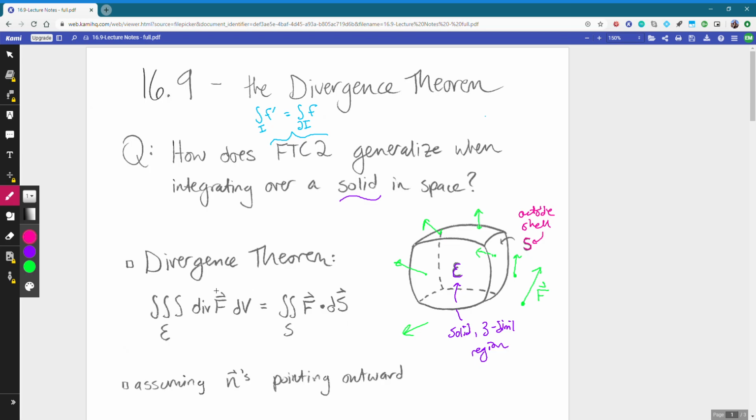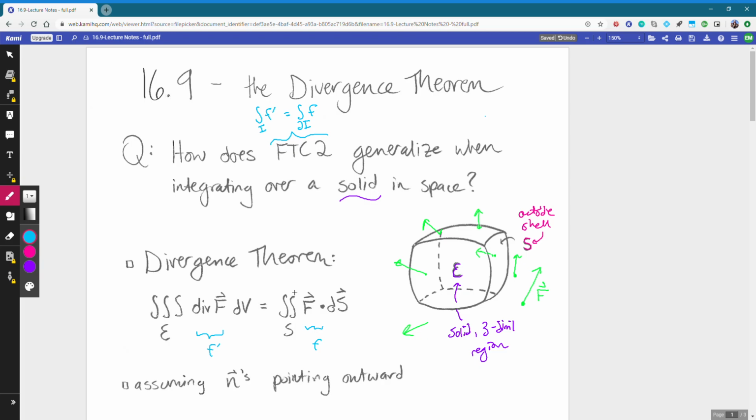And so here I claim that this does match our squinty version of the FTC2. Over here on the left, the divergence of F is somehow derivative information. Recall the divergence of a vector field involves partial derivatives of the different components. And then over here we just see F, and so this is somehow playing the role of just our function information.